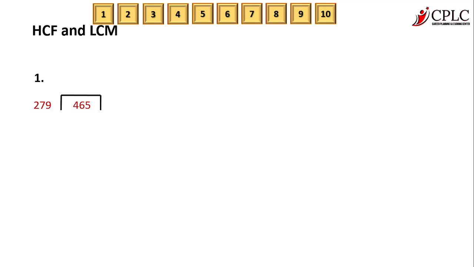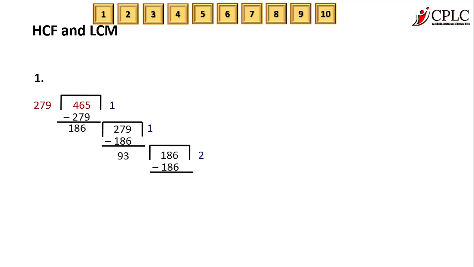So 279 ones are 279, remainder is 186. Then, if you remember the concept, the remainder becomes the next divisor. So now we divide by 186 and the number will be 279, of course. 186 ones are 186, remainder is 93. Now we divide by 93, and 186 will be divided by 93. Obviously 93 twos are 186, remainder is 0. So we'll stop here at this particular stage. What this means is that for 279 and 465, the HCF is 93.